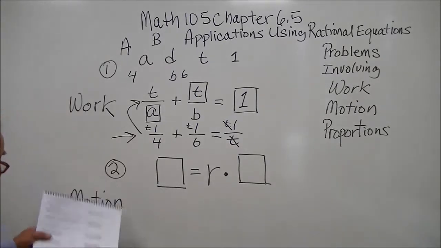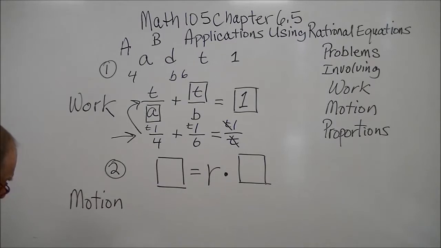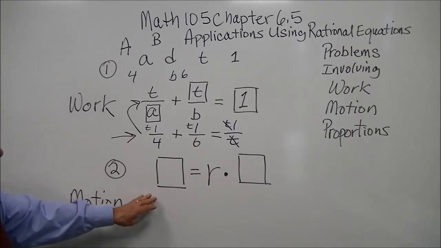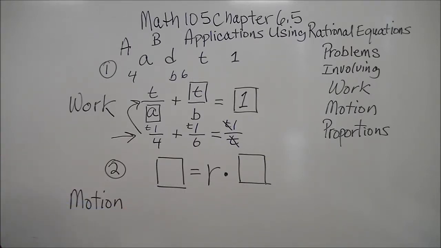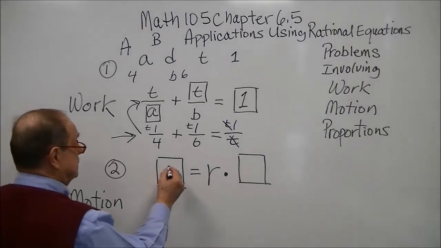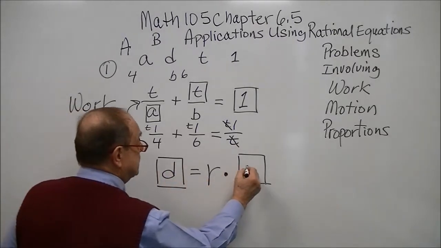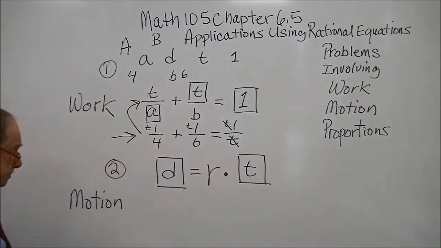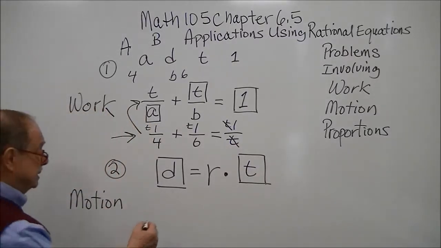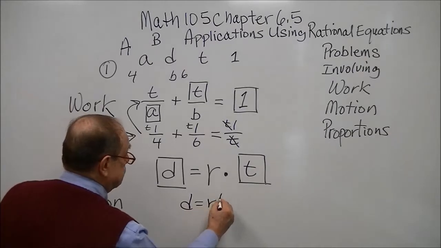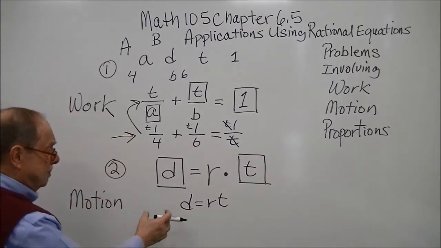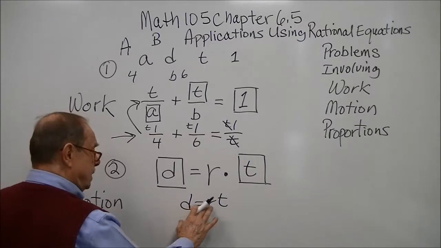Okay, for example 2, it says problems involving motion use this formula. What are the letters of that formula? Well, you may recall we've used this before. Distance equals rate times time. And often we just see it this way. Now this formula we've used before, and we can play around with it.